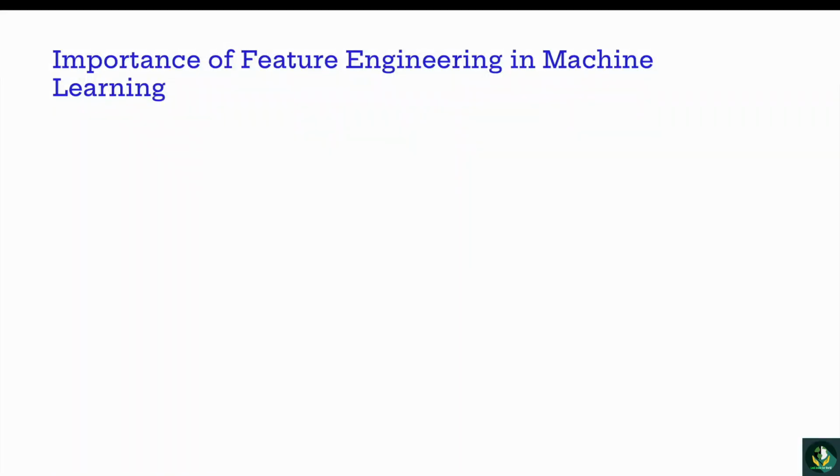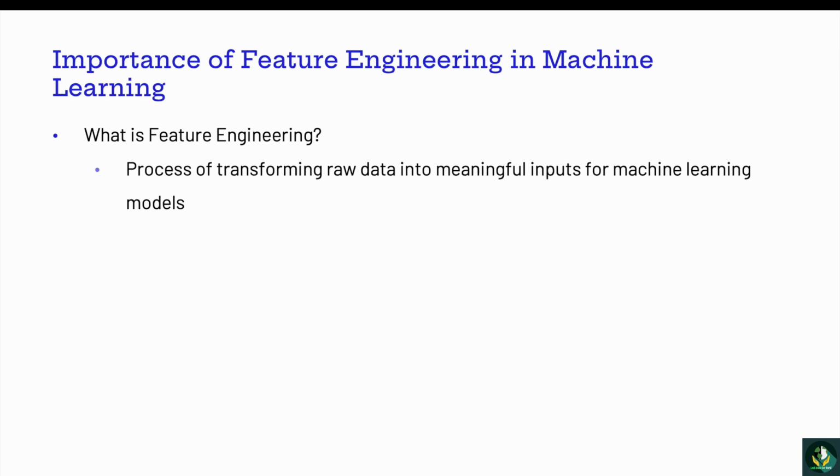So first, let's look at the importance of feature engineering in machine learning. But before that, what is feature engineering? Now, feature engineering is the process of transforming raw data into meaningful inputs for machine learning models. It involves creating, modifying, or selecting features that enhance model performance.